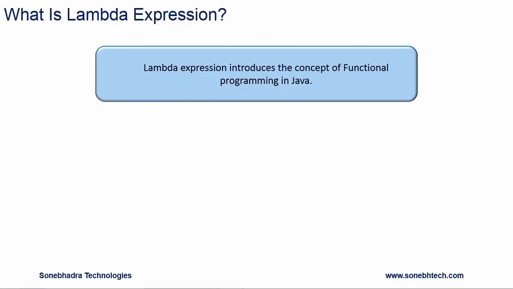What is lambda expression? Lambda expression introduces the concept of functional programming in Java. Since Java is a pure object oriented language, functions cannot exist independently. Functions have to be called through either a class (static functions) or an instance object (member, non static functions). In functional programming languages like JavaScript, it is possible for functions to exist independently and be called from anywhere in the code.